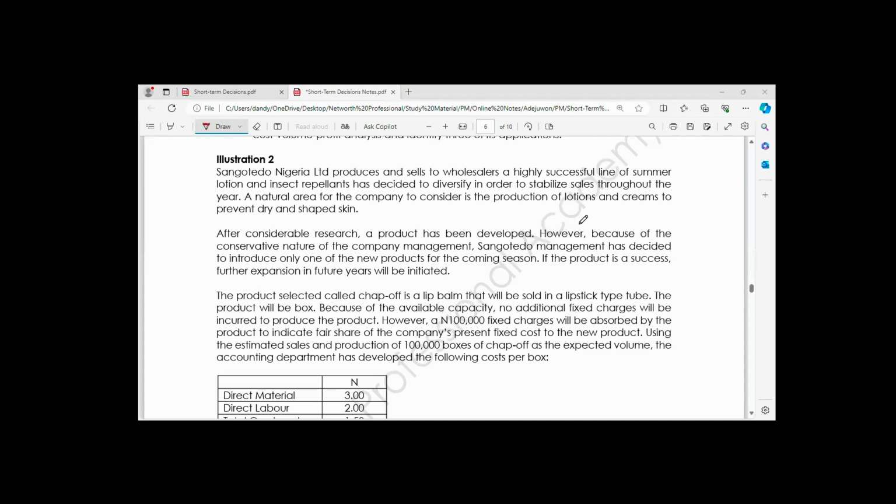The company has decided to diversify in order to stabilize sales throughout the year. A natural area for the company to consider is the production of lotions and cream to prevent dry and chapped skin. After considerable research, a product has been developed. However, because of the conservative nature of the company management, Shangote management has decided to introduce only one of the new products for the coming season. If the product is a success, further expansion in future years will be initiated.